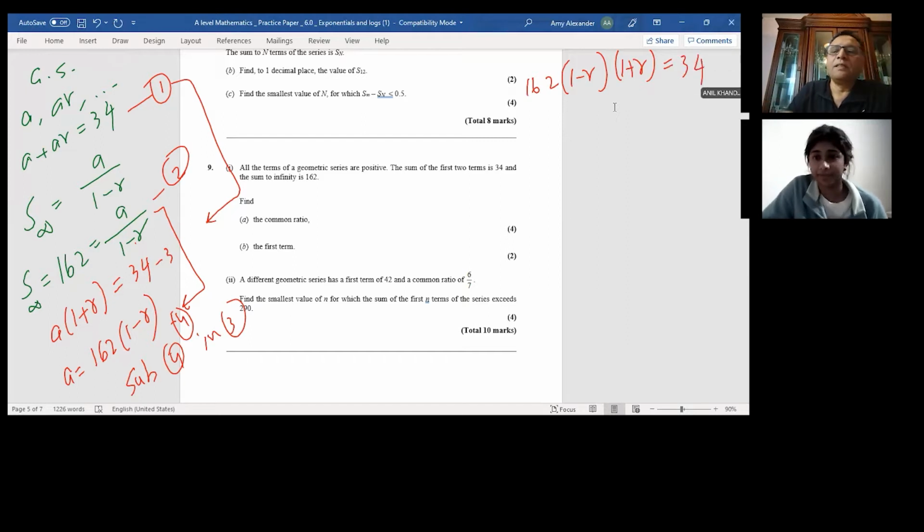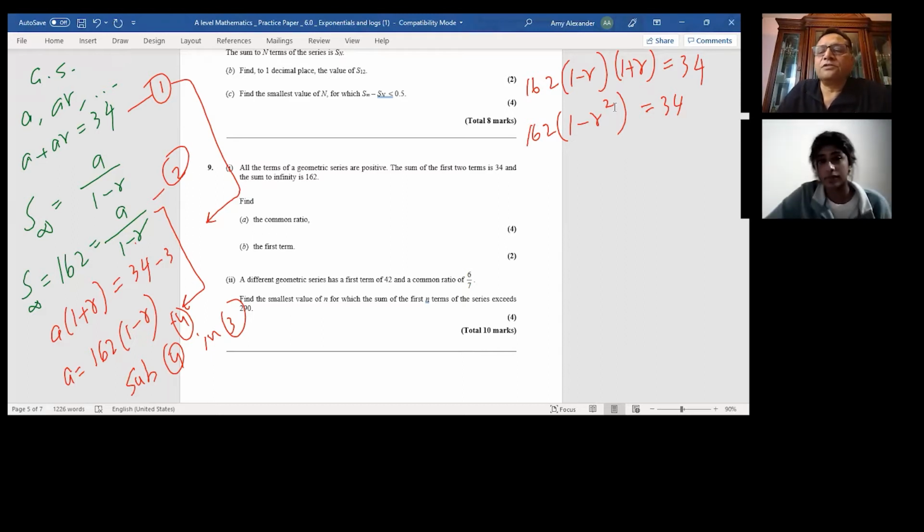Now, 1 minus R times 1 plus R is 1 minus R squared. Is it okay? Difference of 2 squares, kind of. The product of sum and difference is the difference of squares. So at this stage, you can divide or you can subtract. Either way, you could do it. Let's multiply. This is simpler: 162 minus 162 R squared is 34.